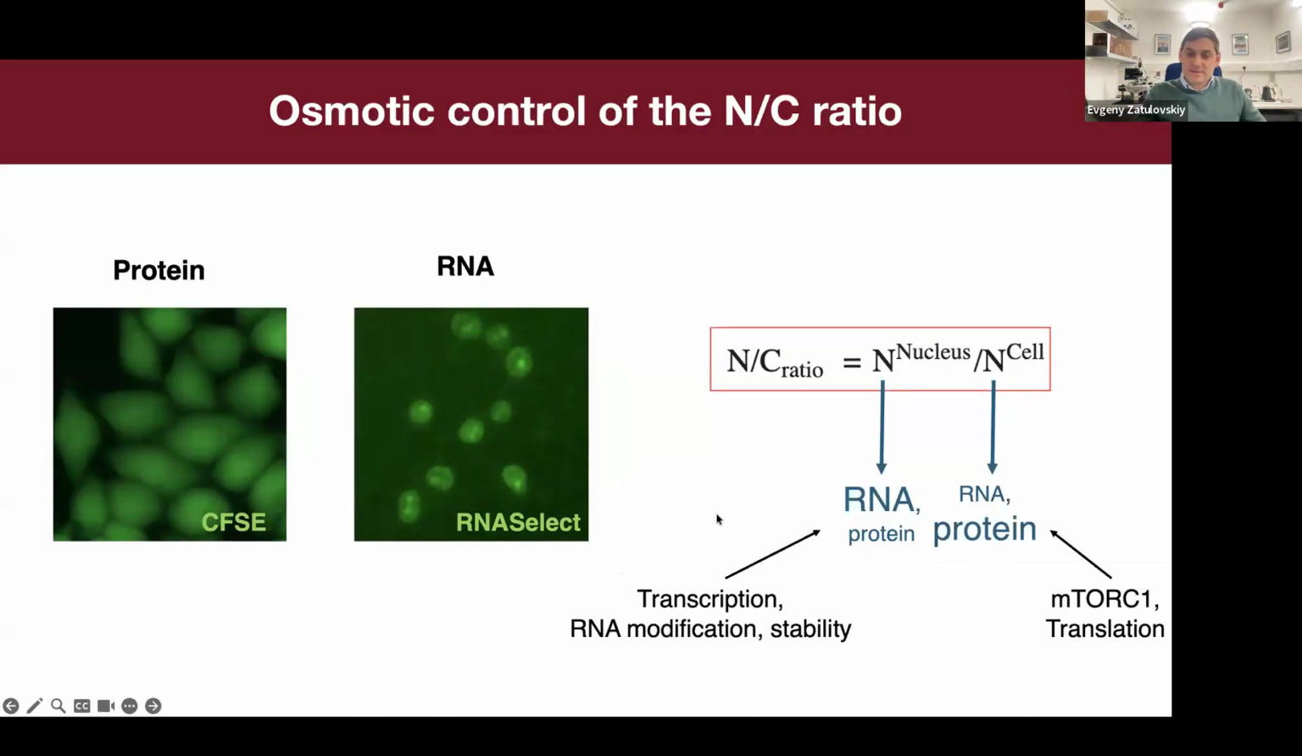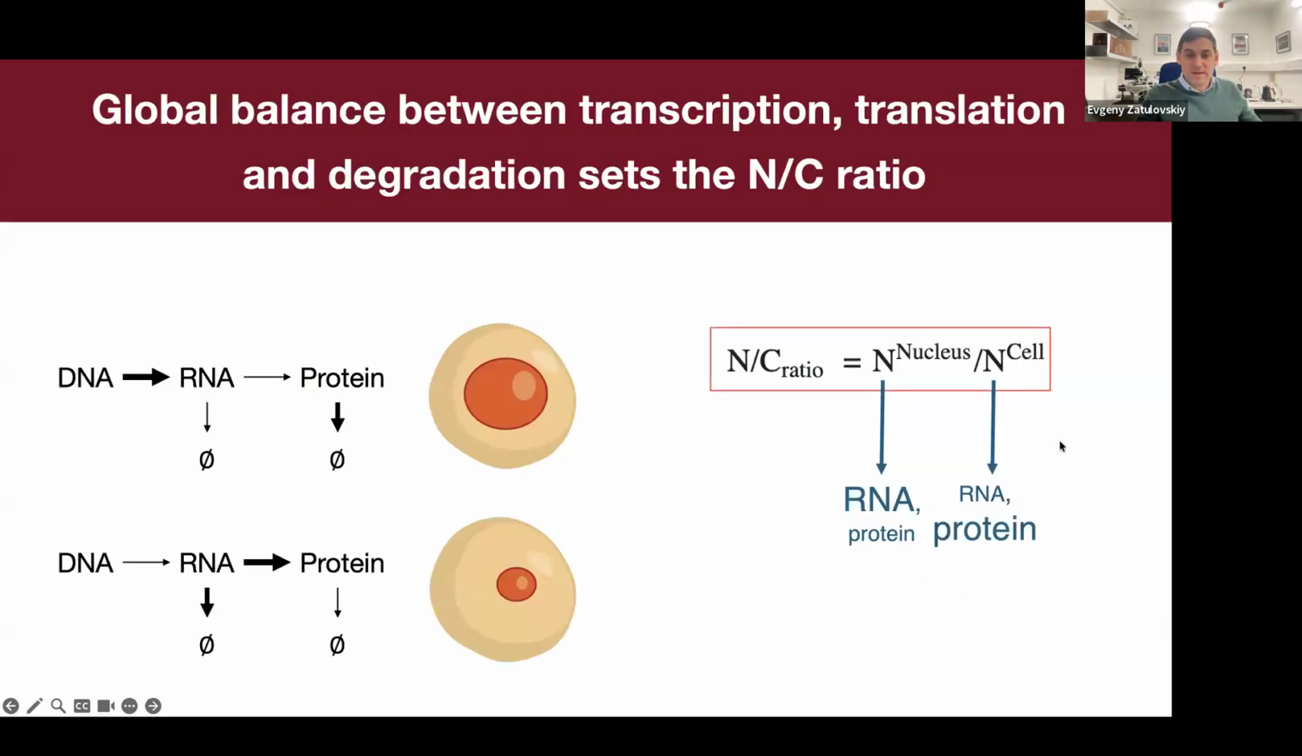This means that transcription, RNA stability, and modification will mostly affect the nuclear size through changing the RNA content in the nucleus, while mTOR activity and translation can affect cell size and NC ratio by affecting the amount of protein in the cytoplasm. So the global balance between transcription, translation, and degradation can set the NC ratio, and that could explain why different cells have different NC ratios.